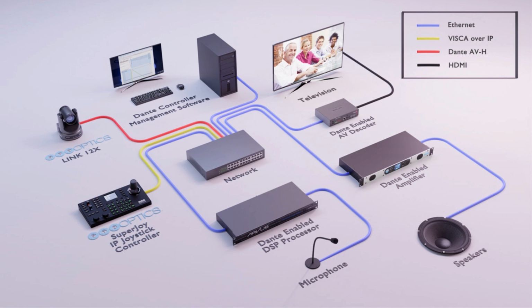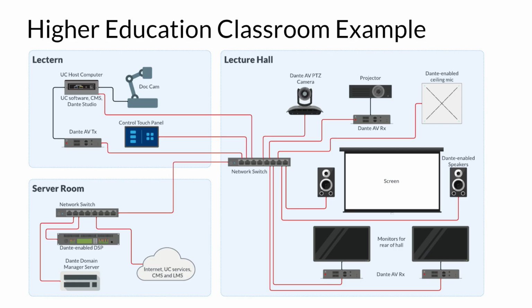There's 4 Dante devices here. You've got your Link 4K, you've got your digital audio processor, you've got your Dante amplifier, and we're even showing a Dante decoder, which is taking the Dante video and turning it into HDMI for a monitor. And then you see we've got the Dante controller management software on the network for the AV manager to manage. So this is a pretty common setup in a lot of conferencing spaces.